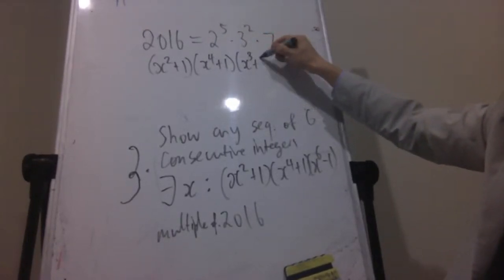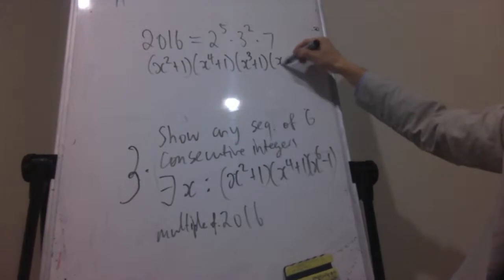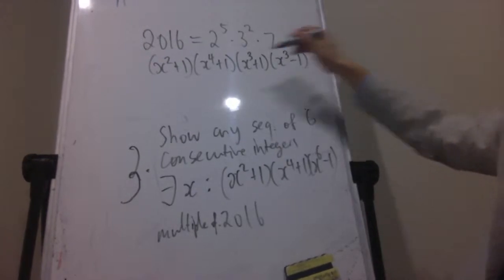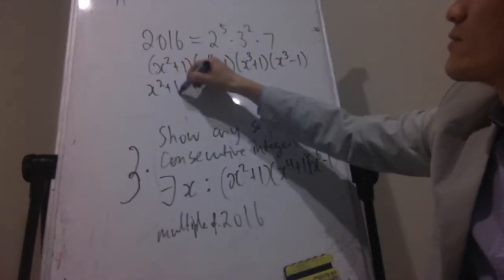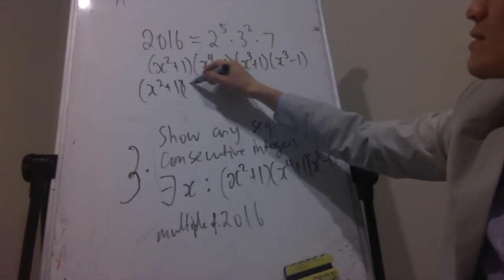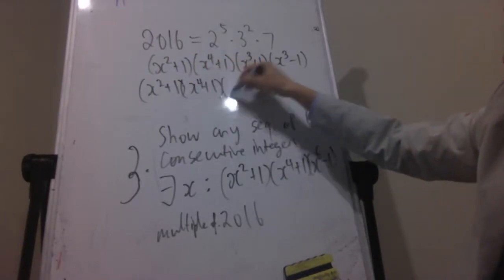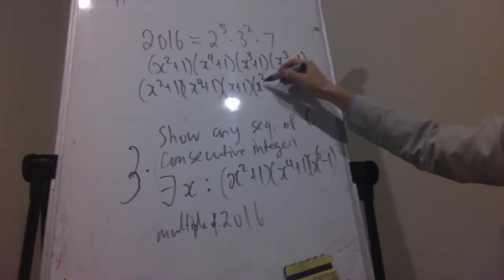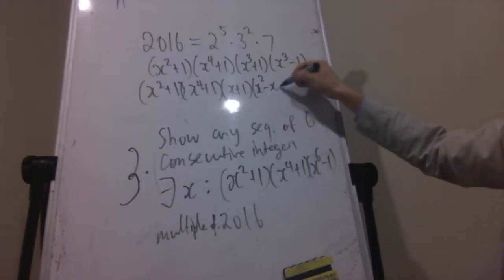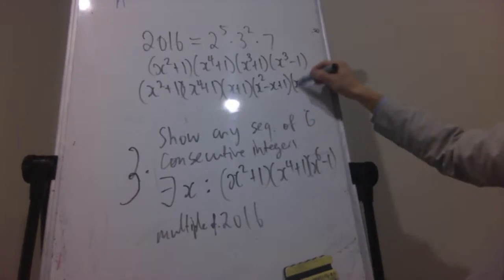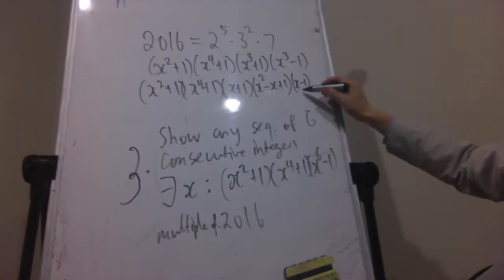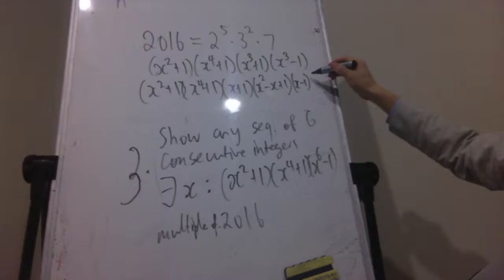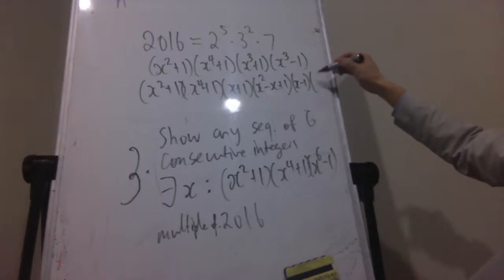X cubed plus 1, X minus 1. I don't even know if this gets anywhere, but can't you just keep factorizing? I forgot the cube formula. I'm going to look it up today. You just divide it. X squared plus X plus 1.